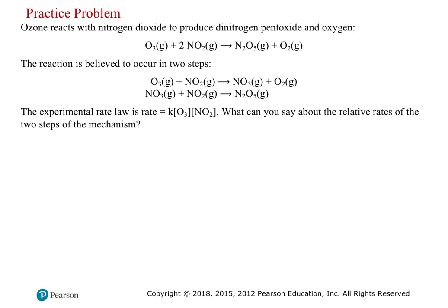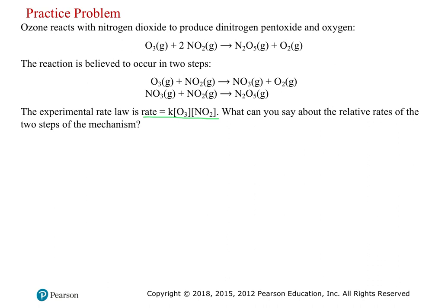Now I have a reaction. Ozone reacts with nitrogen dioxide to produce dinitrogen pentoxide and oxygen. This is the proposed mechanism. The experimental rate law is K times ozone multiplied by nitrogen dioxide. What can you say about the relative rates?